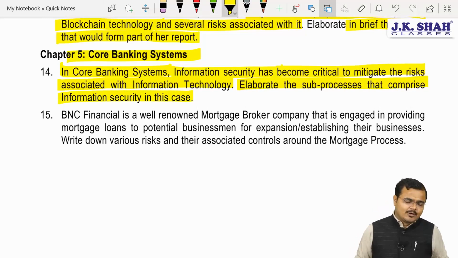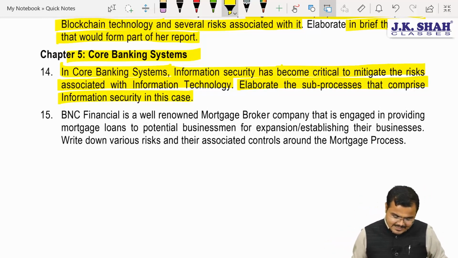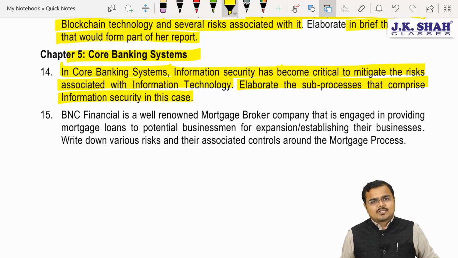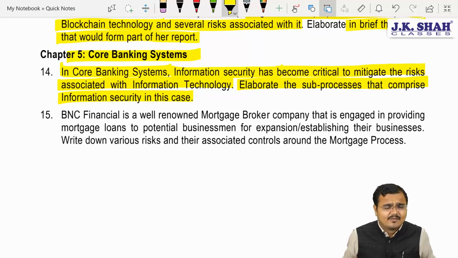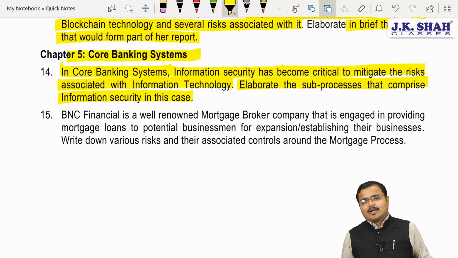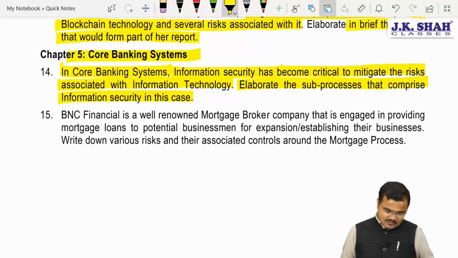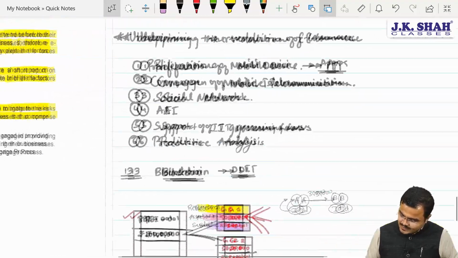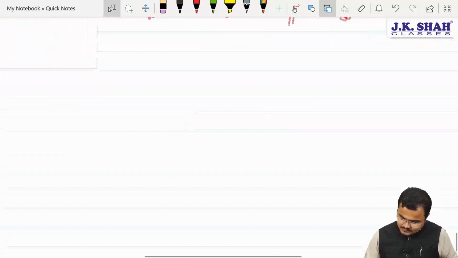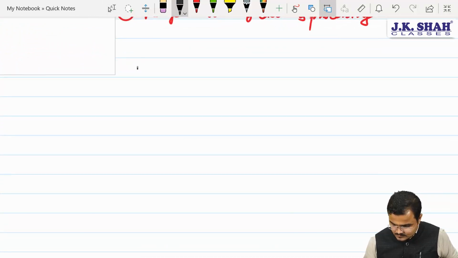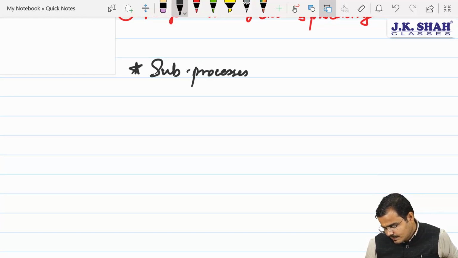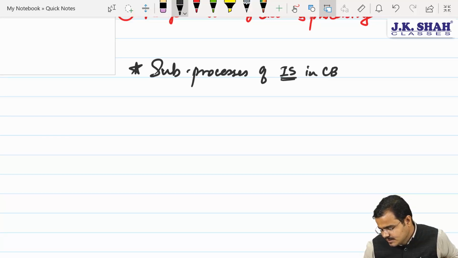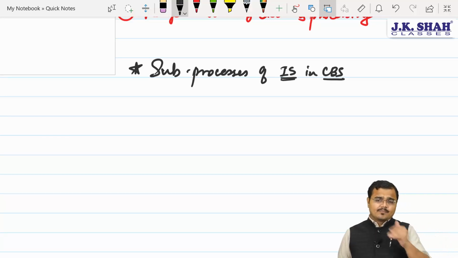Now, chartered, they are asking about a very simple thing, that is information security, IS, in the CBS environment. What are the risks associated with the same, people? We need to discuss it. So let's try to understand the sub processes of information security. Sub processes of IS in CBS. Agree? Yes, sir.